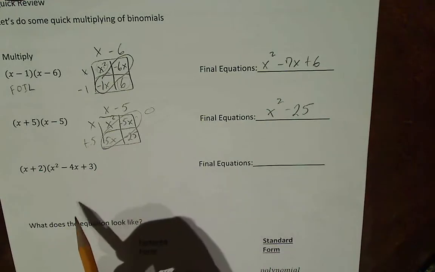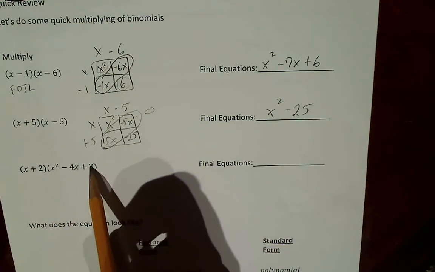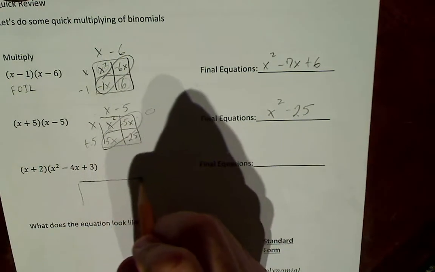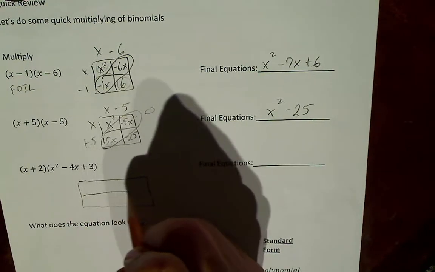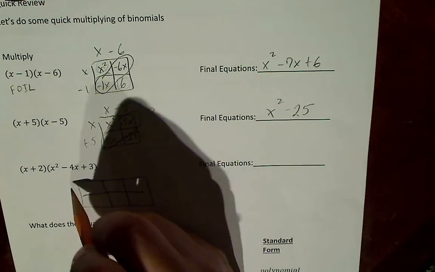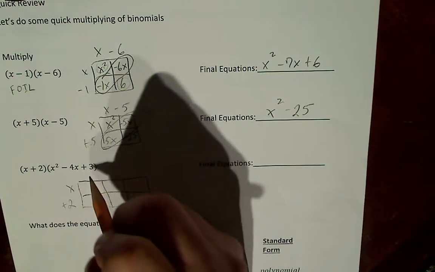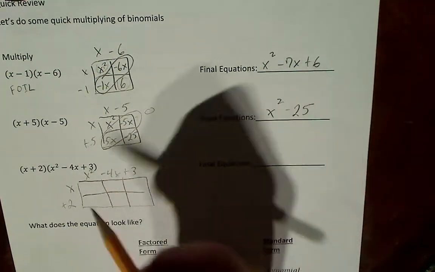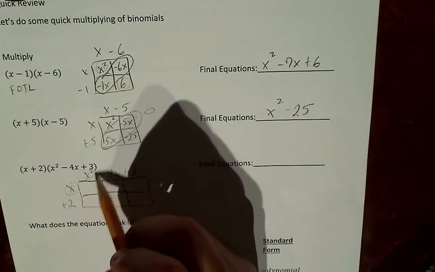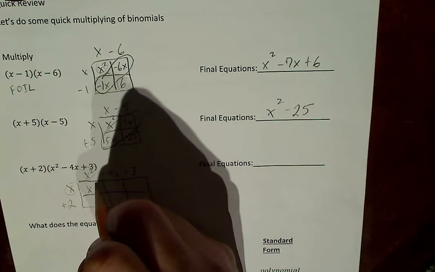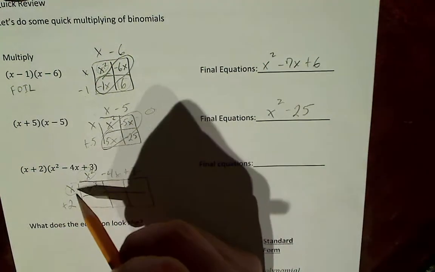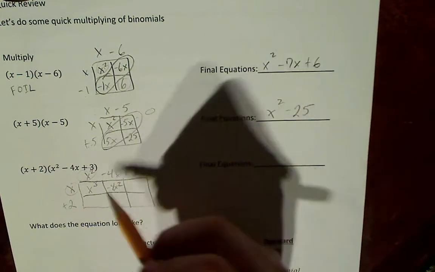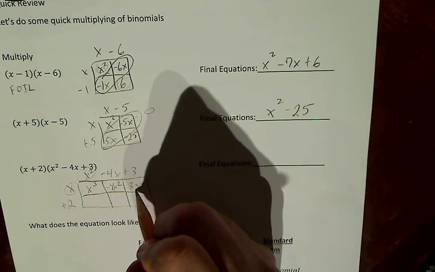And then you have something like this. Now, because this is a 3-term, when I do the box, I want to make sure to make it large enough to accommodate the 3 terms. So you'd have x plus 2, then you'd have x squared minus 4x plus 3. So here you have x times x squared, which becomes x cubed. X and negative 4x becomes negative 4x squared. X and 3 becomes 3x.